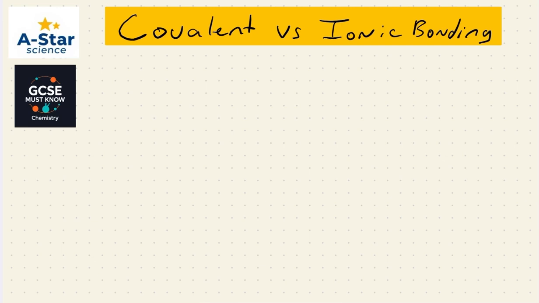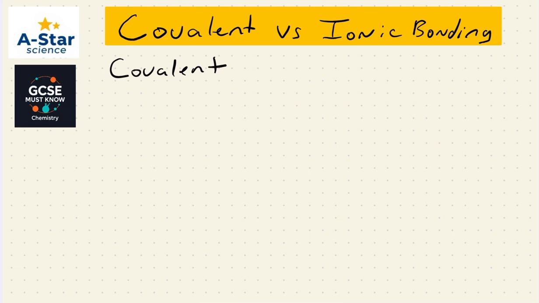Today we're going to look specifically at covalent versus ionic bonding and how we draw the dot and cross diagrams for both of them. Let's quickly recap what the two types of bonding are.